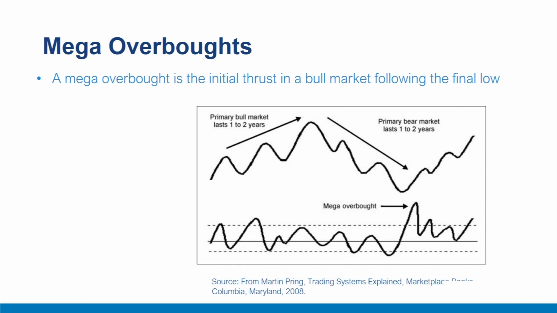There's a close connection between market sentiment indicators and the characteristics of oscillators. Since market sentiment differs widely during a bull and bear market, it follows that such variations are occasionally reflected in changing characteristics of momentum indicators as well, often referred to as mega overbought or mega oversold levels. A mega overbought like this is an initial thrust in a bull market following the final low. So there's a bear market, this is the final thrust in the bear market, and then this is the first initial thrust in the bull market, which is captured, and this mega overbought just captures this dynamics.